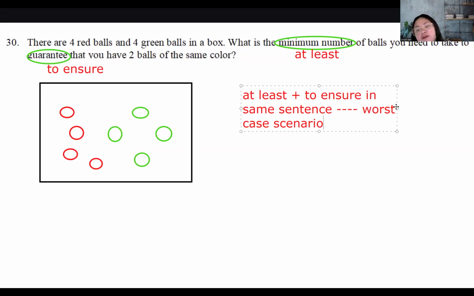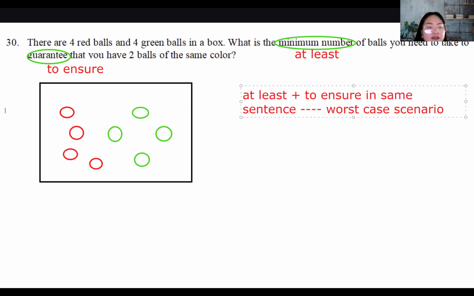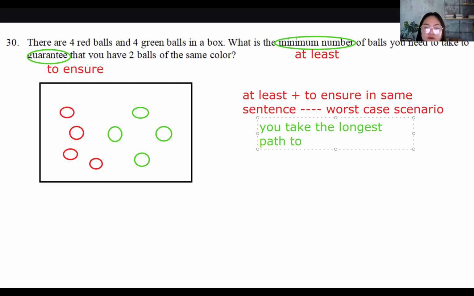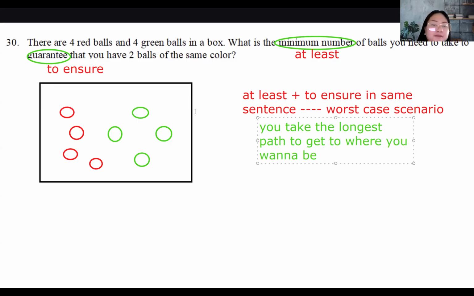So worst case scenario, what does it mean? Worst case scenario just means that you take the longest path to get to where you want to be. So, where do you want to be? You want to have 2 balls of the same color. Since it's the worst case scenario, what's the longest way to get 2 balls of the same color?